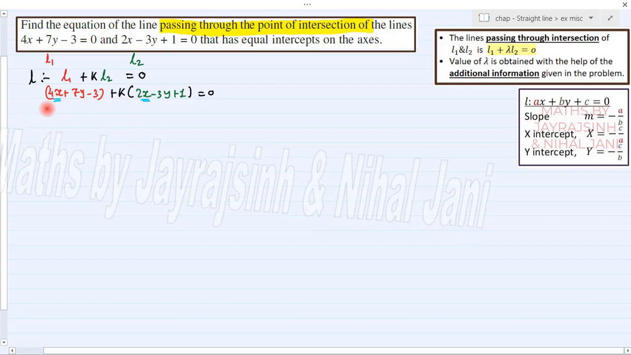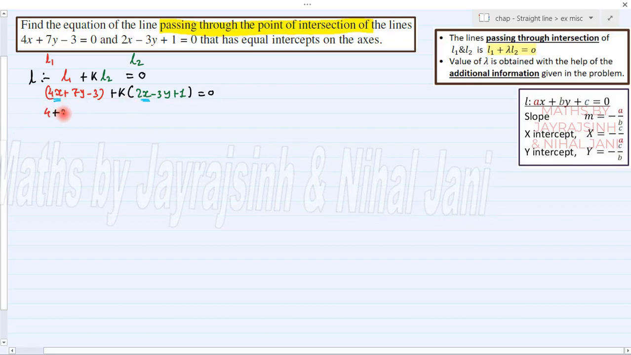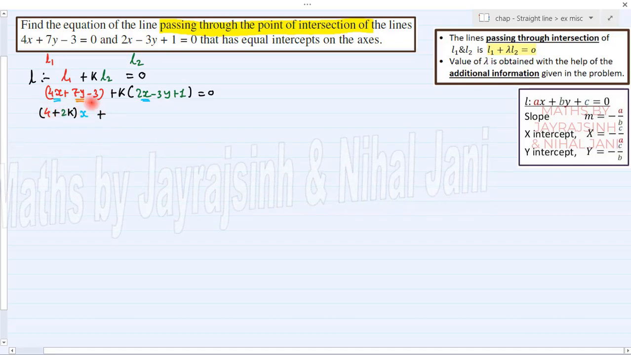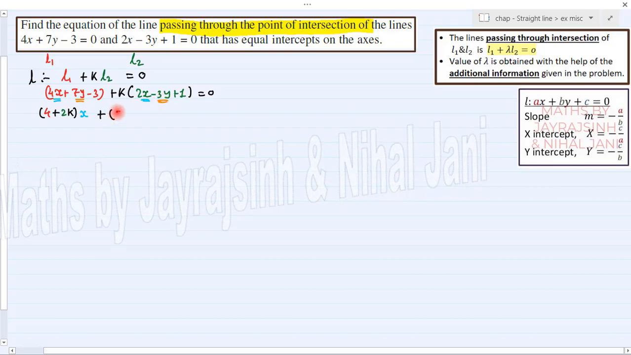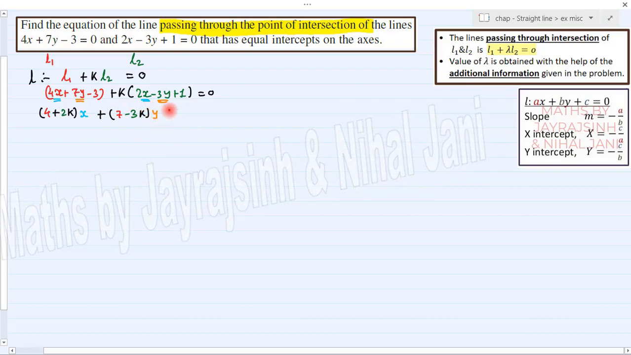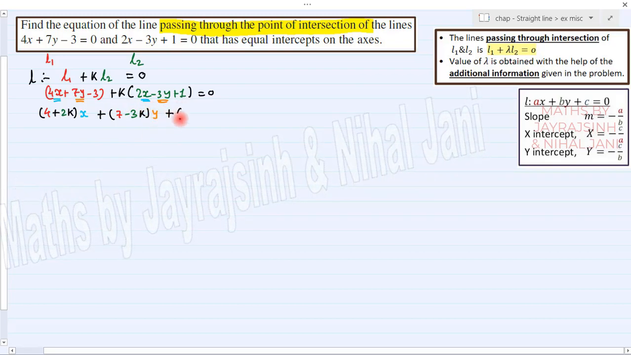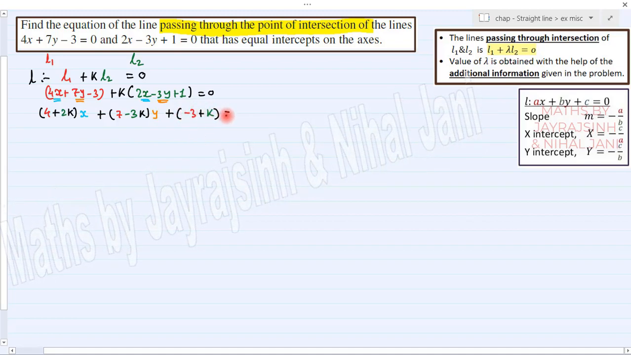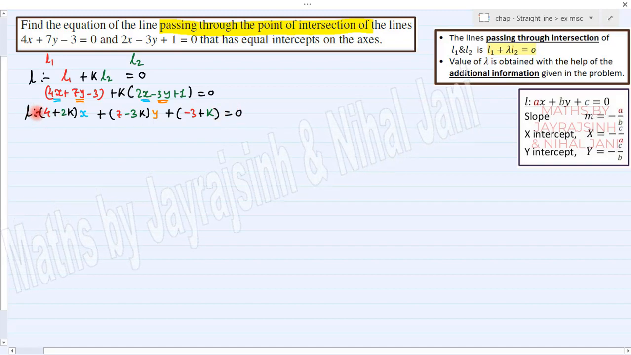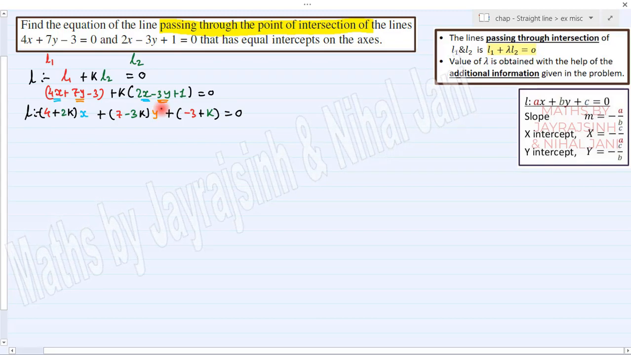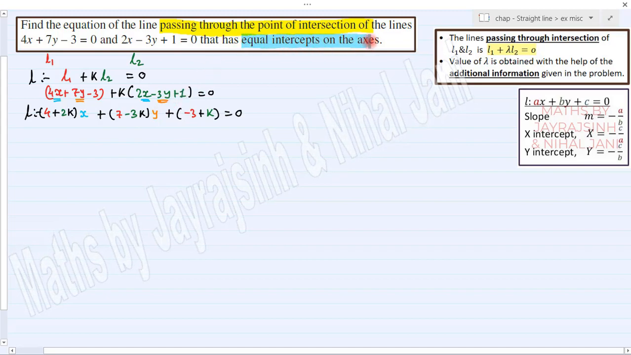Collect the terms of x. We will get 4 plus 2k times x, plus, collecting the terms of y, we will get 7 minus 3k times y. And finally, your constant term, which is minus 3 plus k, is equal to 0. So we get our equation of line. Now we just have to find the value of k. And for that, we have one condition: our line has equal intercepts on the axes.